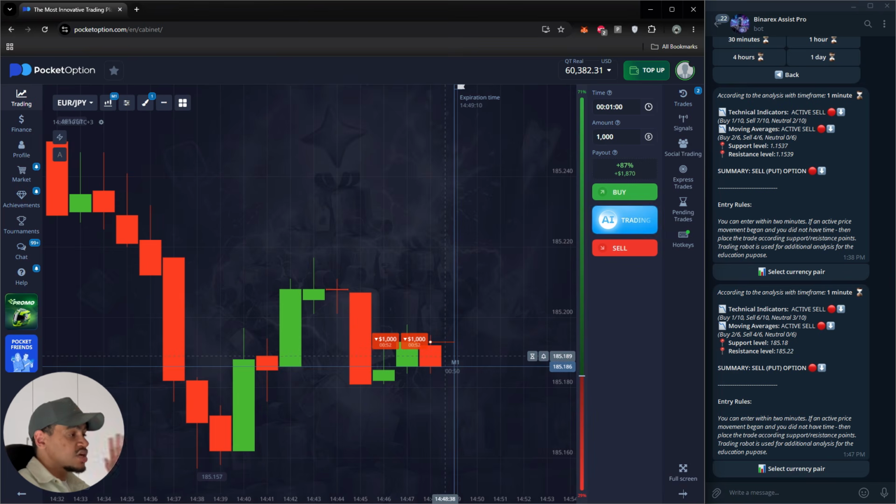Again, just like most of my robots, the time frame between the signal and your entry is very narrow, so try to enter as fast as possible when you receive the signal. And on top of that, don't place the trades after 20 seconds. You want to again perform fresh analysis.